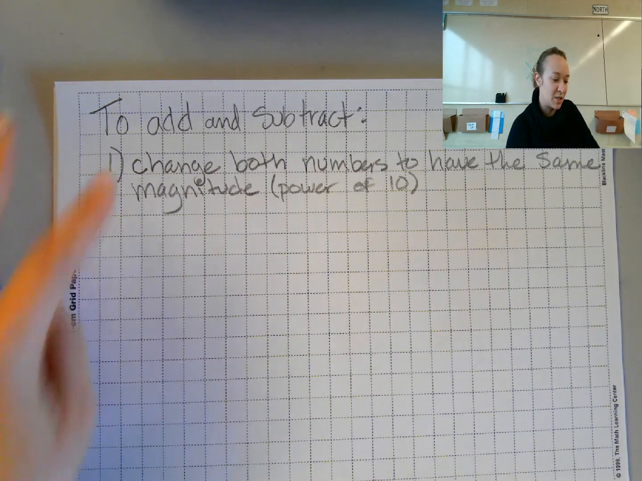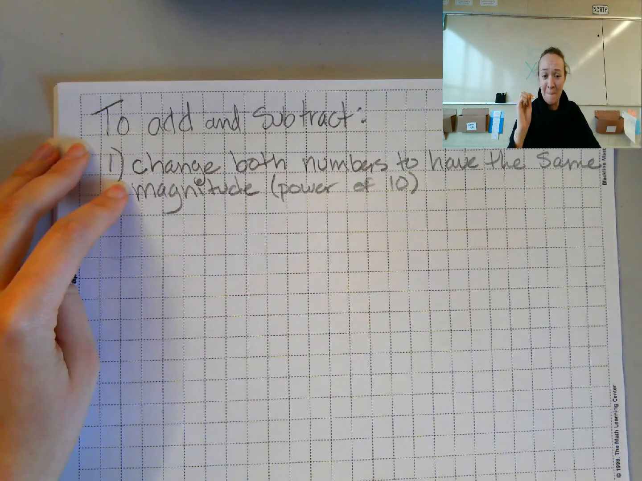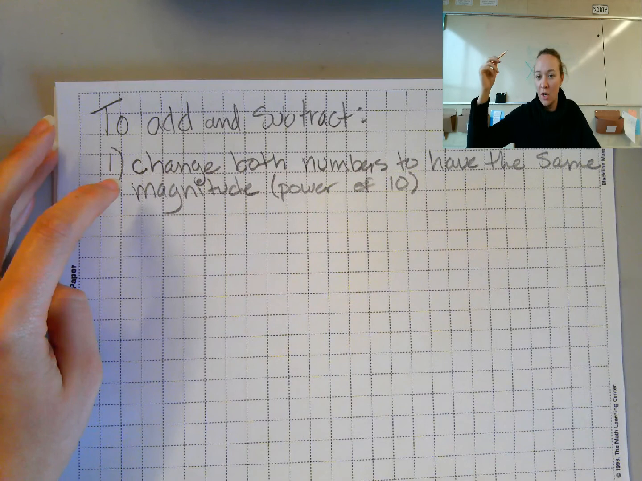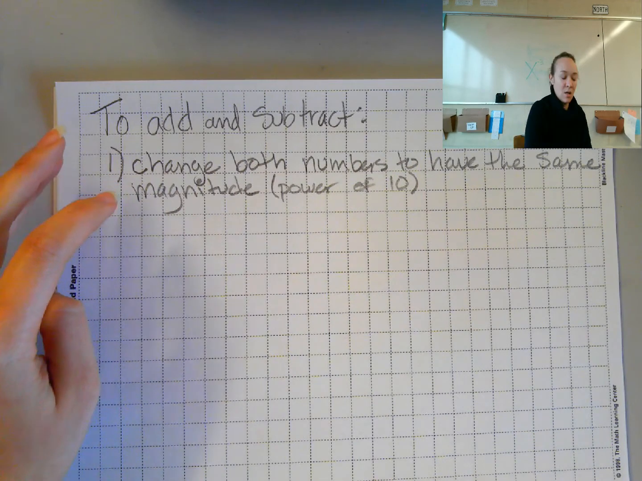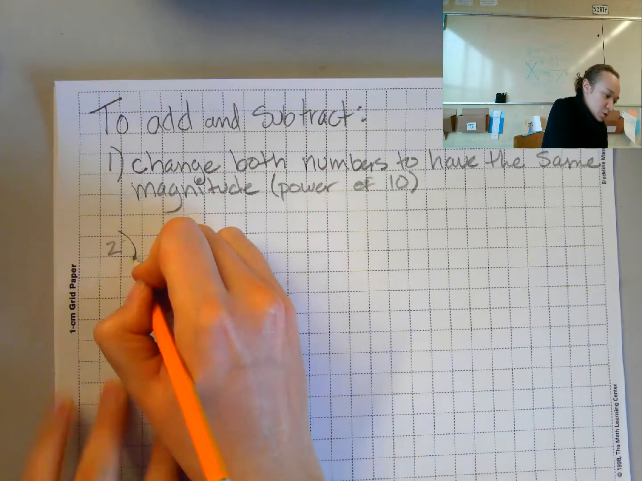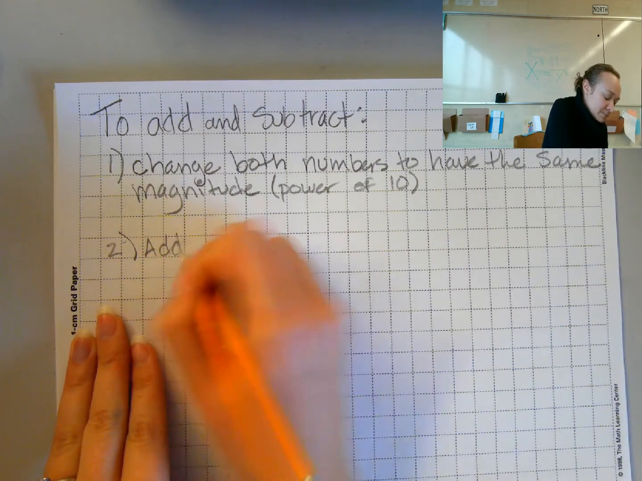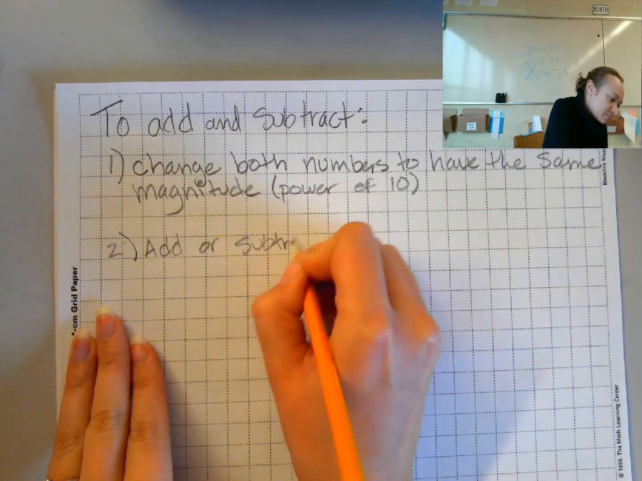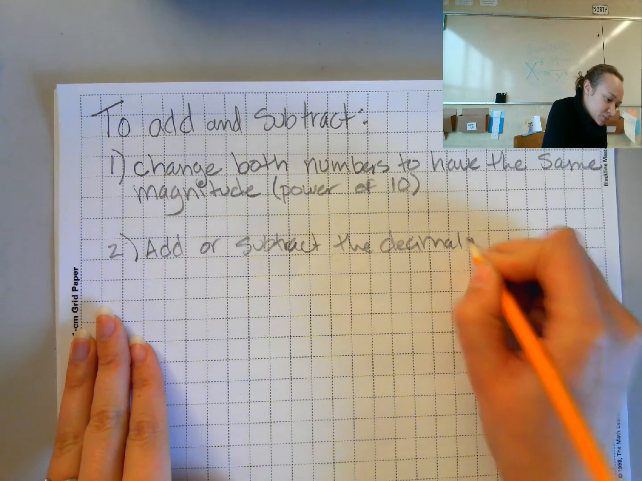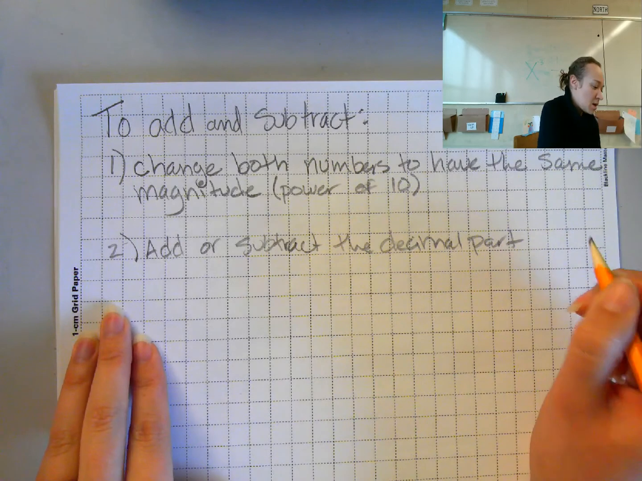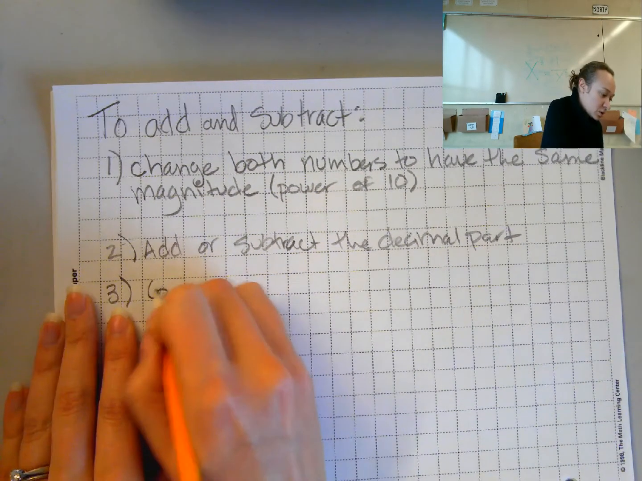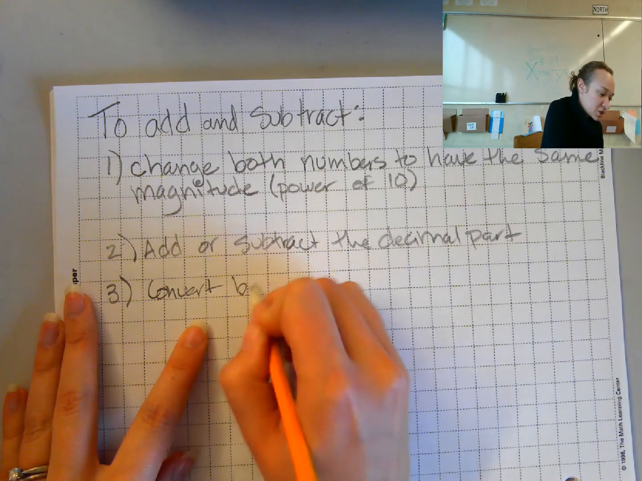So your first step is to change both numbers so they have the exact same magnitude, or power of 10, right? So they could both be times 10 to the power of 20. And I'll show you how to do that. It's similar to what we just did. Then you are going to add or subtract the decimal part, just like what we did before with multiplying and dividing. And then finally, we are going to convert back to scientific notation if needed.